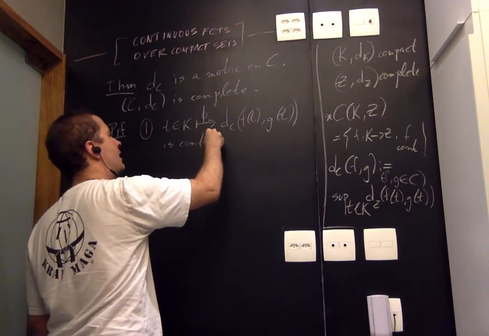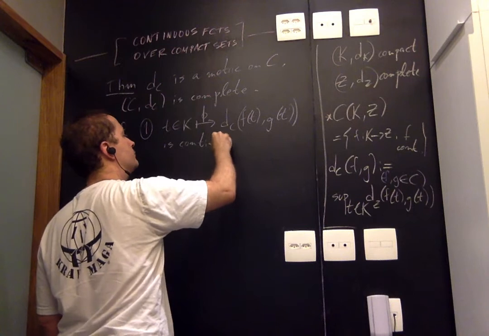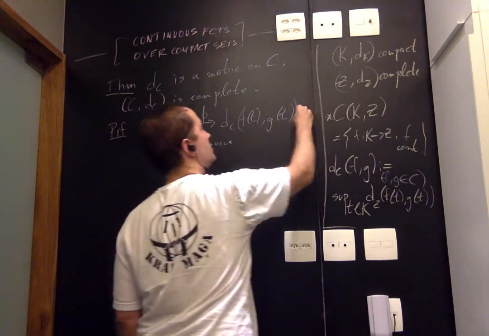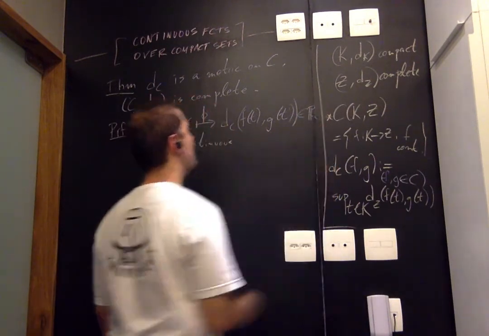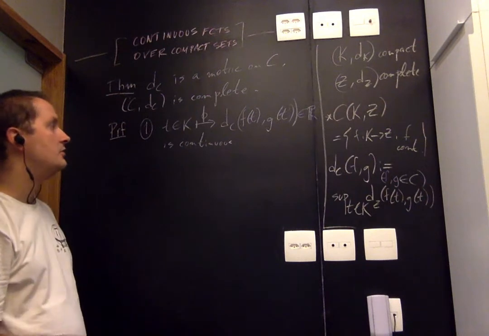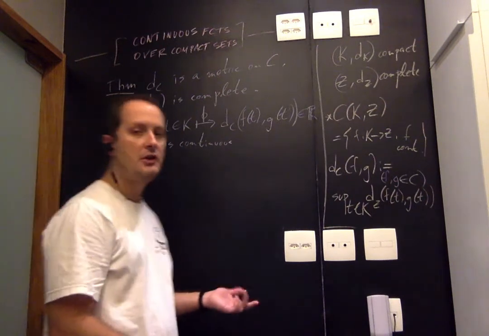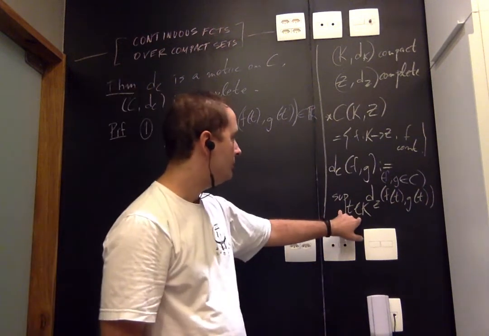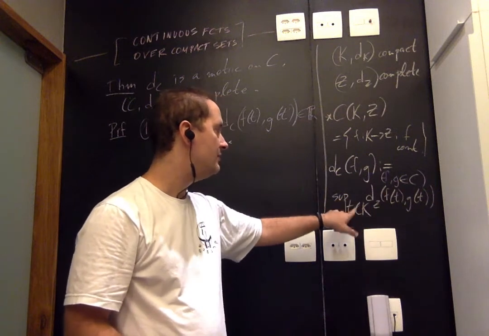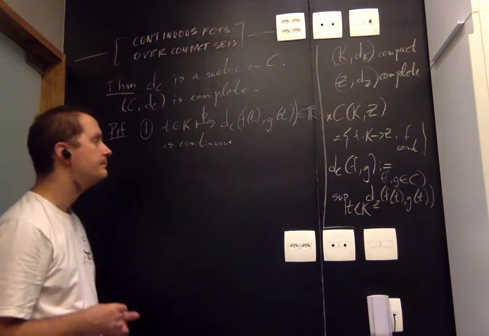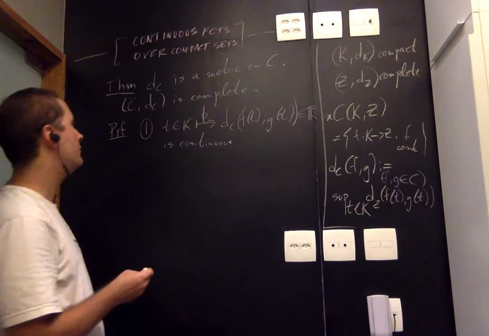And why do I need that? Well, this is a function from K to R. And because K is compact, I know that all continuous functions are bounded and actually achieve the supremum. Therefore, the supremum not only is finite, but is achieved at some t star in K. So how do we show that?